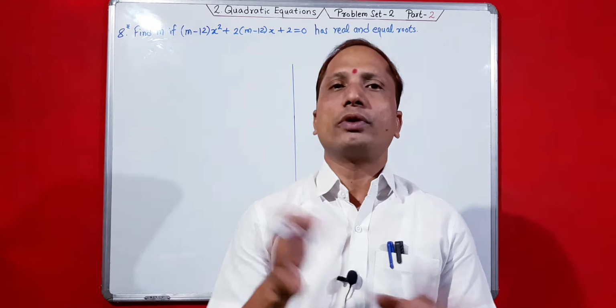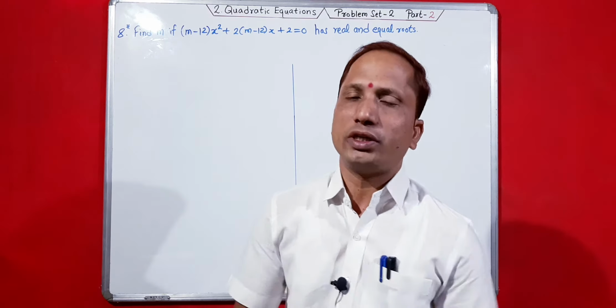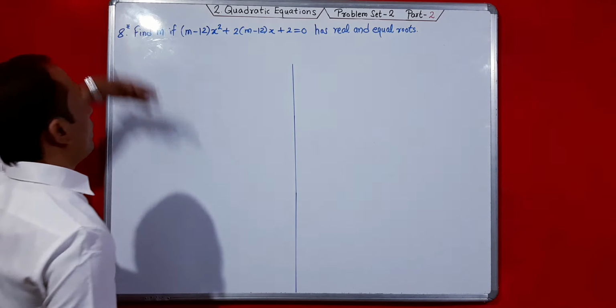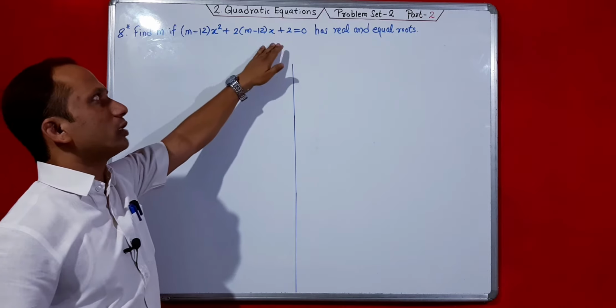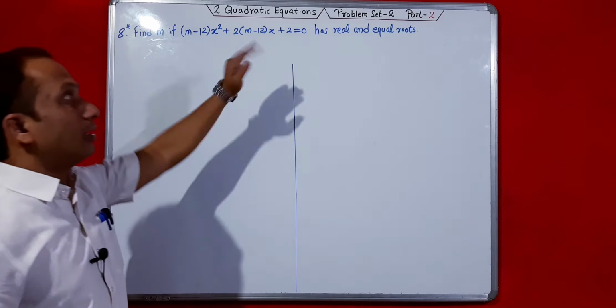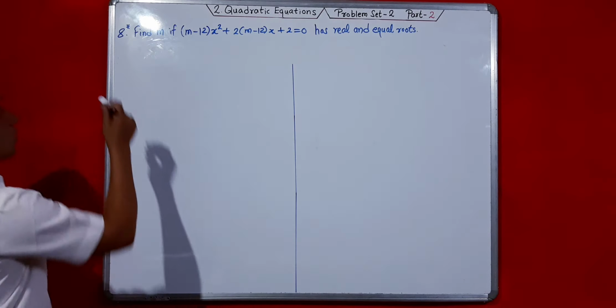In this video we are going to discuss the remaining questions of quadratic equation problem set 2. Let's start from question number 8. Find m such that (m minus 12)x square plus 2(m minus 12)x plus 2 is equal to 0 has real and equal roots. Okay, so we'll solve this.